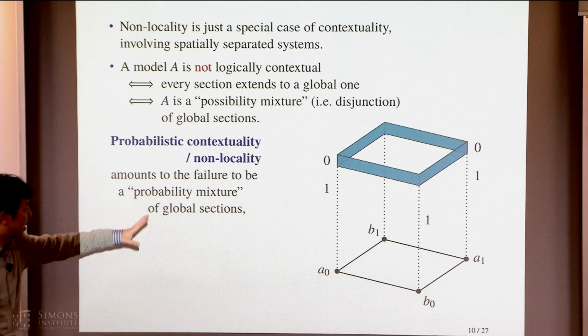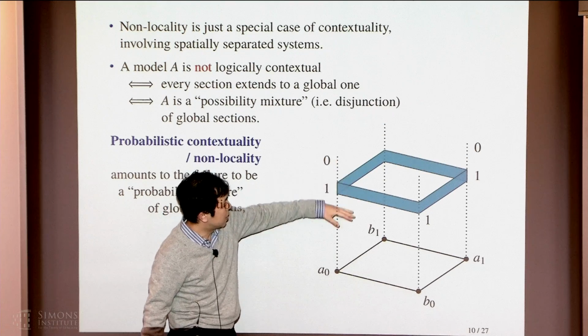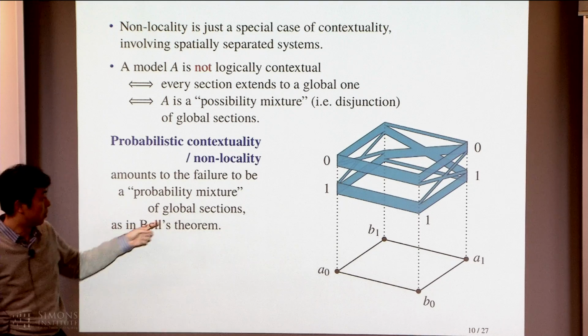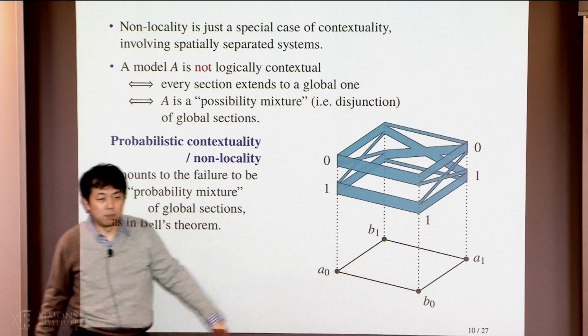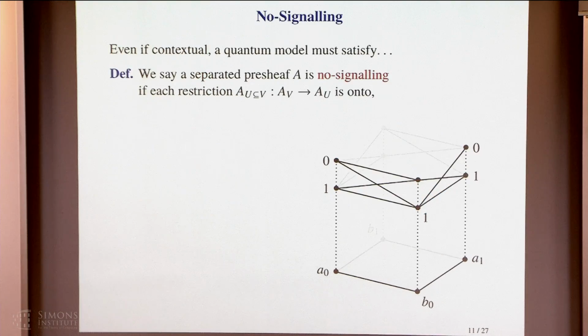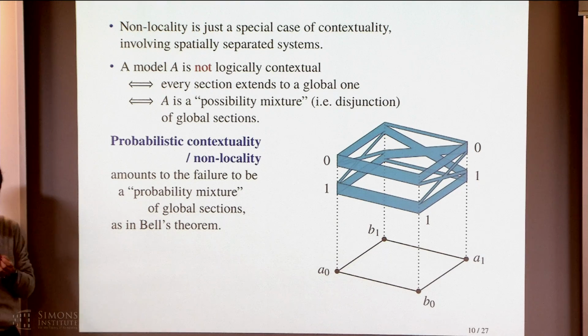So this is probability 1/2 of this global section, and 1/2 of this section, and then this model is not contextual. But Bell's theorem states that this cannot be realized that way. But anyway, that's the probabilistic part. Okay, there's one more thing. The point is that quantum mechanics behaves weirdly sometimes.